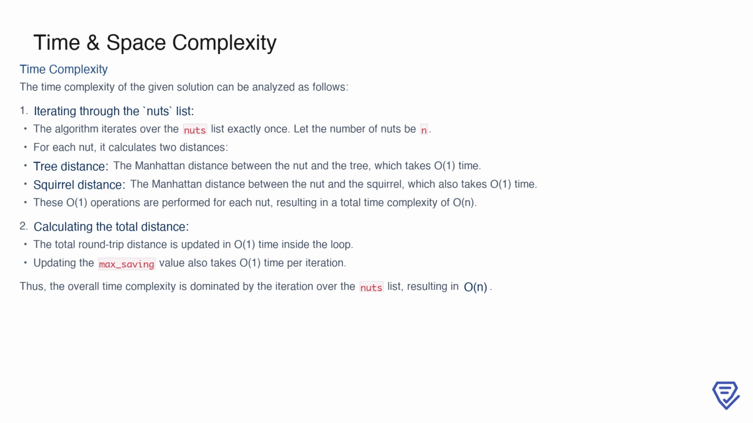Since these operations are performed for each of the n nuts, the total time for iterating through the list is O(n). Additionally, during this loop, the algorithm updates the total round-trip distance and evaluates the maximum saving, both of which are constant time operations. Therefore, these updates do not add any extra complexity, and the overall time complexity remains O(n), determined primarily by the iteration over the nuts list.